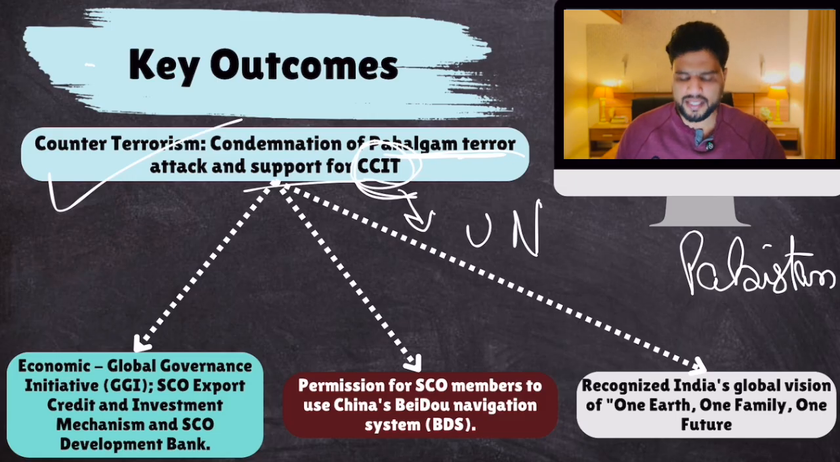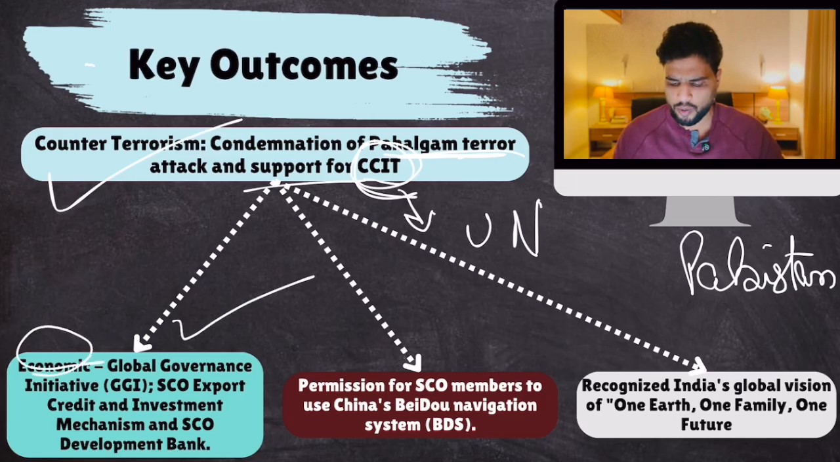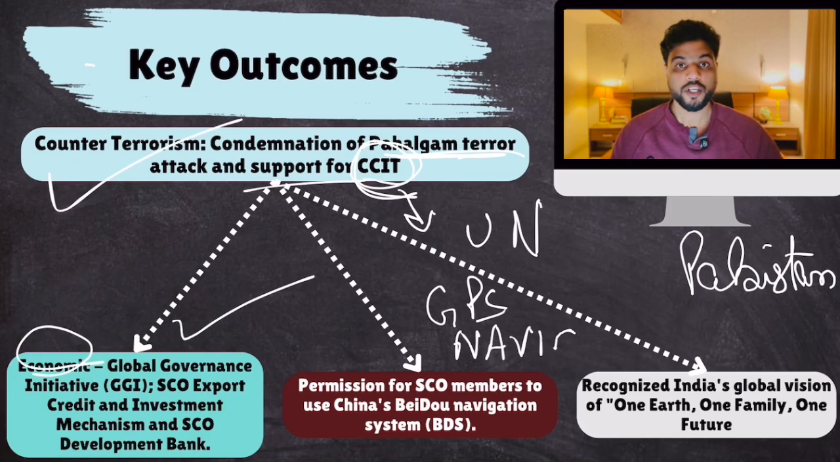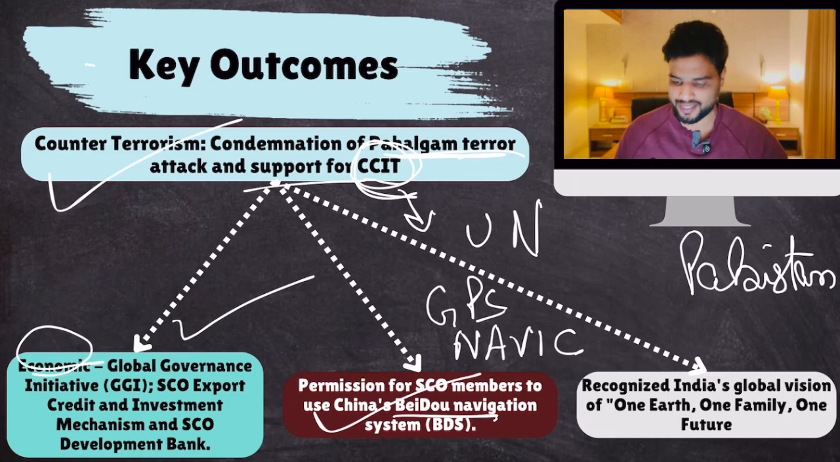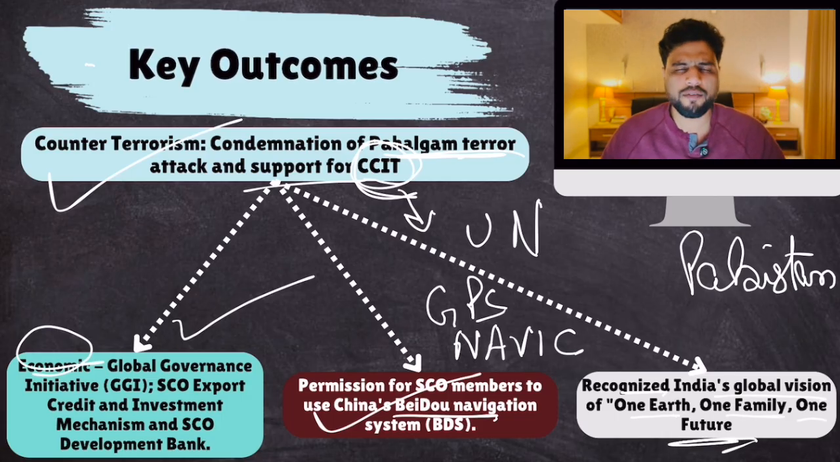Then there were some initiatives taken at the economic level. China also said that we are ready to offer our technological services. For example, USA has GPS. India has NavIC. Russia has GLONASS. China has the Beidou navigation system. China decided to share the Beidou navigation system with all SCO members, though India is not going to join it, as India has its own system. And they recognized in the Tianjin Declaration India's global vision of one Earth, one family, one future, Vasudhaiva Kutumbakam.